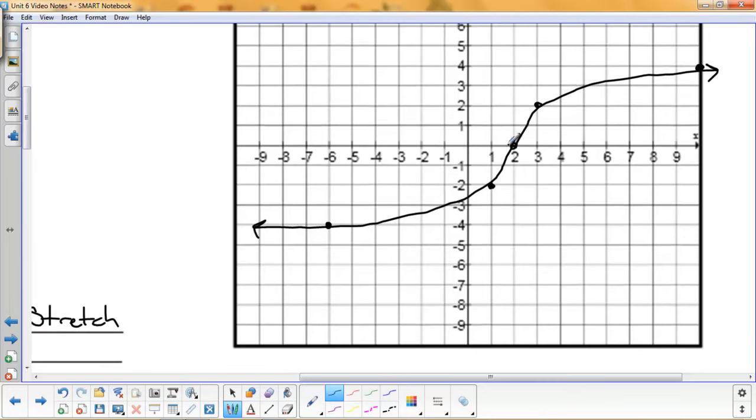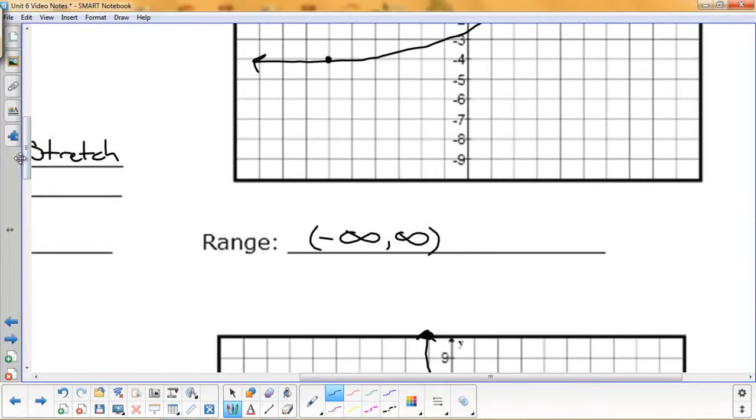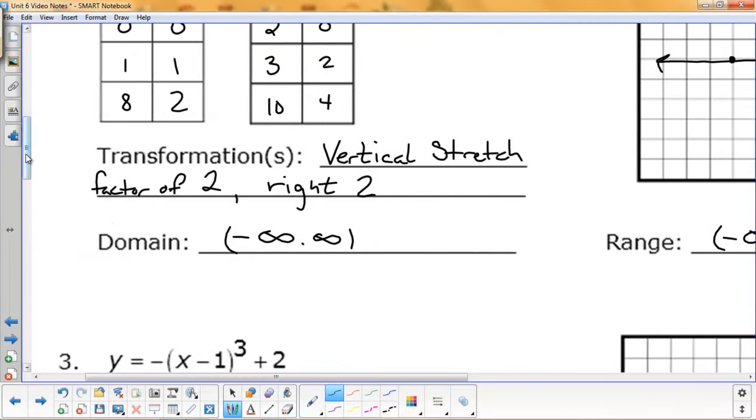Notice I still have my critical values. They're just stretched. Instead of over 1, up 1, I go over 1, up 2. Instead of going over 8, up 2, I go over 8, up 4. And instead of it being at the origin, it is simply shifted to the right 2 units. So you can see how the actual parent function relates to the transformed parent function. That's something, again, that we studied, but I just want to keep that fresh in your mind so that you're recalling that when it comes to tests and quizzes.